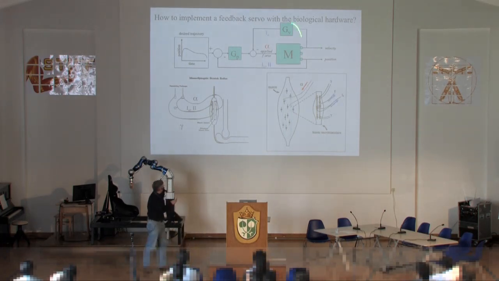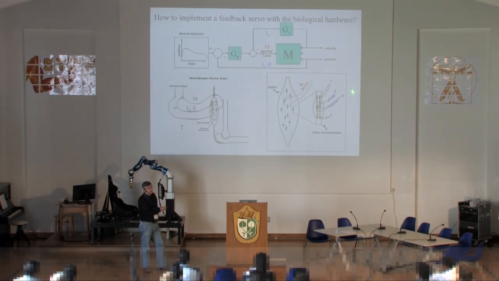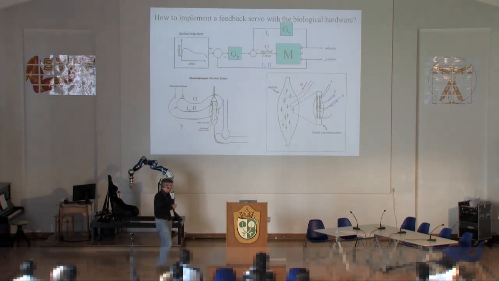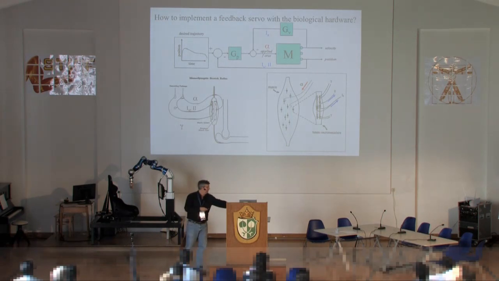This feedback here comes from the spindle organ outputs. So these spindle organs are sending back position information and velocity information. So what's left is this part. And how can you generate this comparison between where you are and where you want to be? And Merton's idea was the following: you could use the gamma motor neuron as sort of the set point.